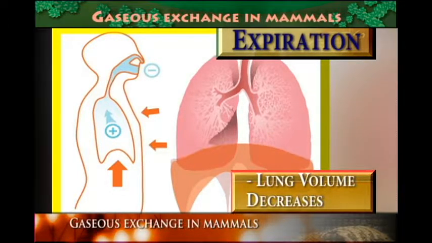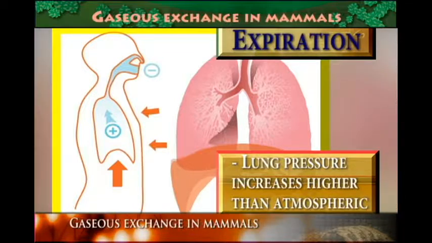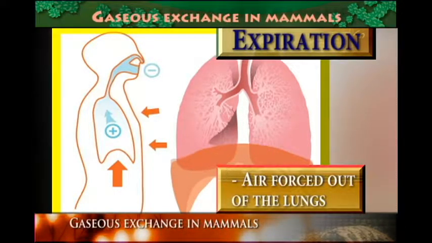This leads to the increase in the pressure in the lungs, greater than that of the atmospheric pressure. And because the pressure in the lung is greater than that of the atmospheric pressure, air is going to be forced out of the lungs. That's how expiration takes place.